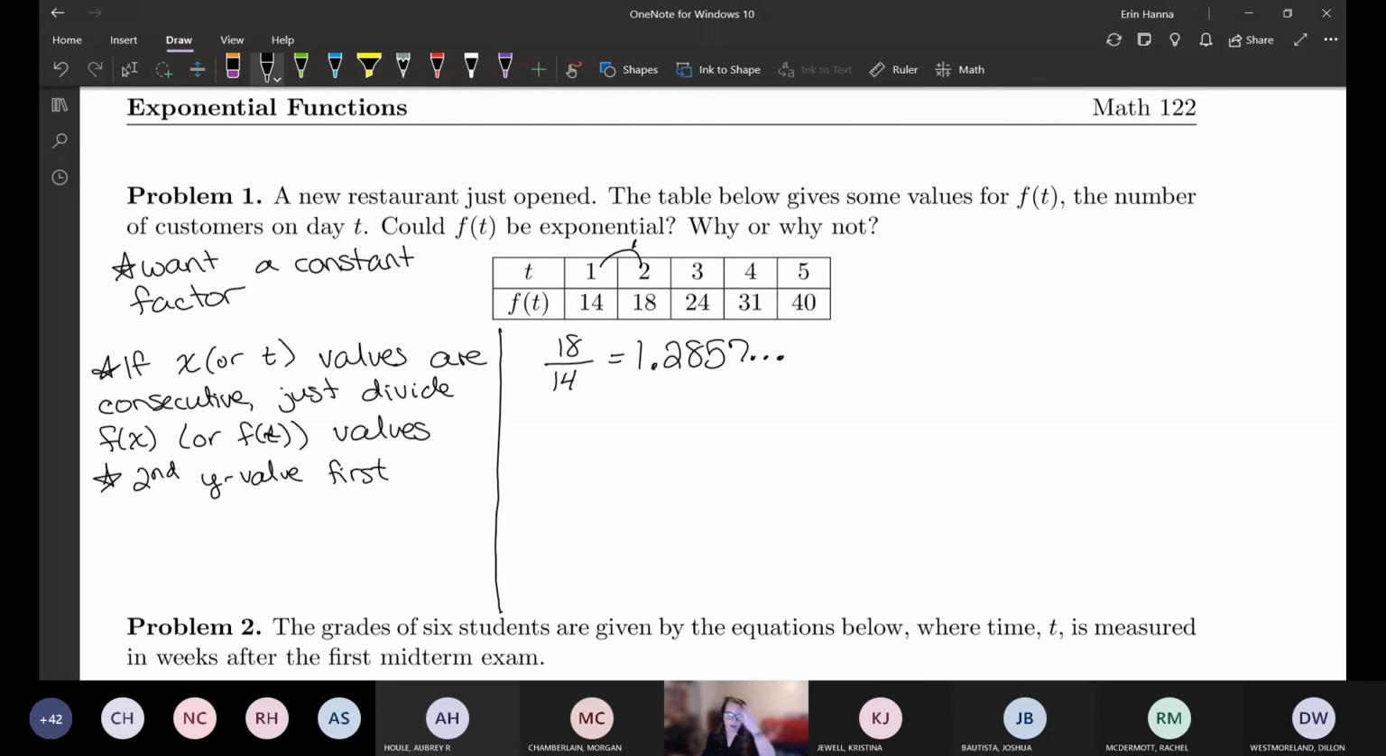So that's our first ratio. So we're going to keep that in our back pocket. From 2 to 3, that's another increase by 1. So we're going to take 24 divided by 18. It's always the y value of the larger x value on top. This is 1.3 repeating. Let me take one more really quick. So the next step from 3 to 4 is also a consecutive x value, so we can just divide their y values.